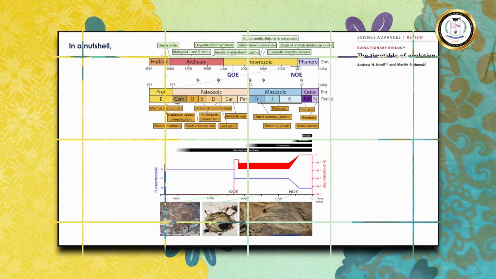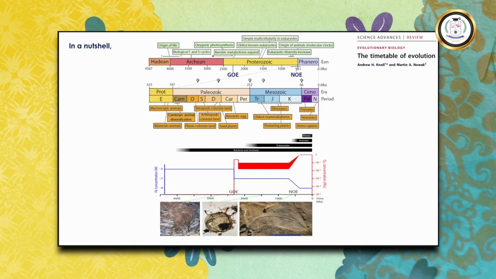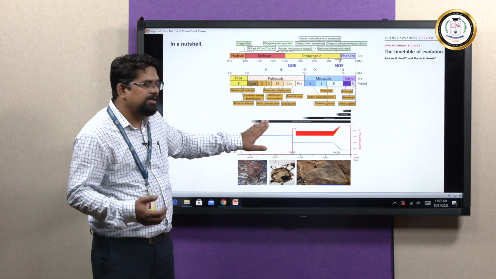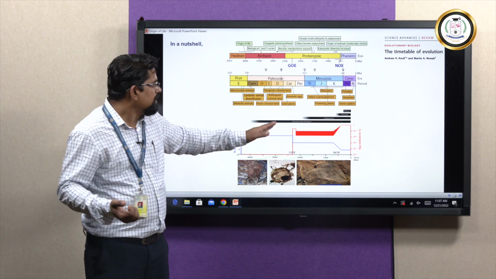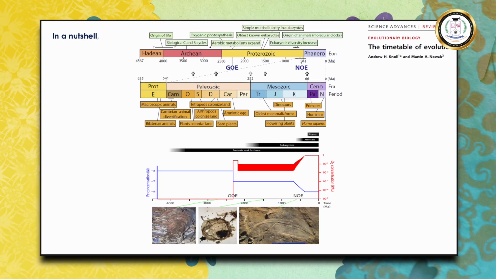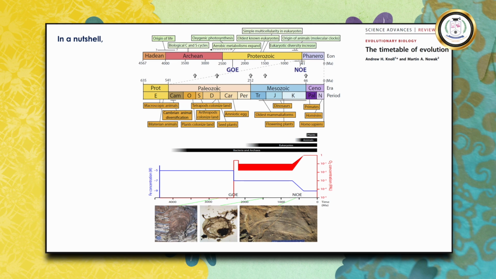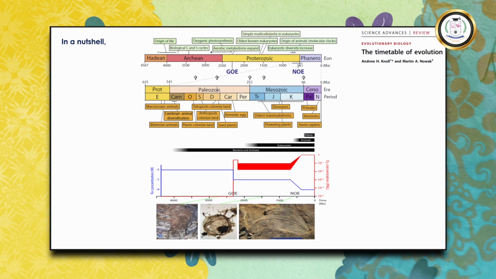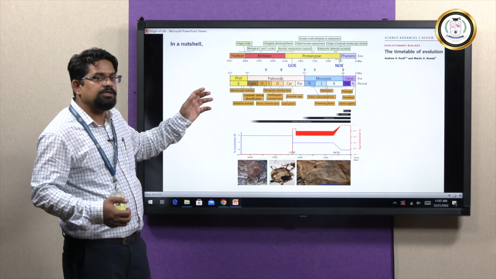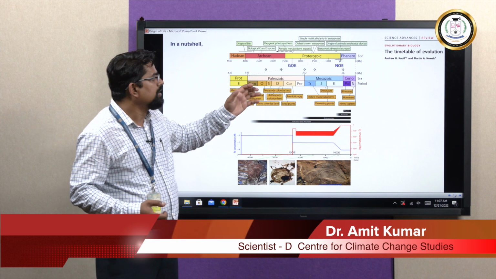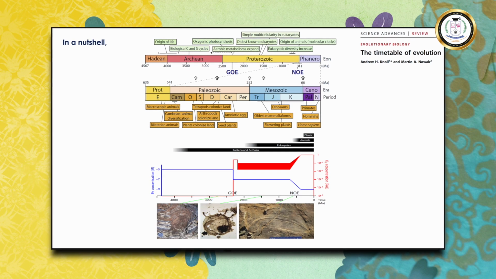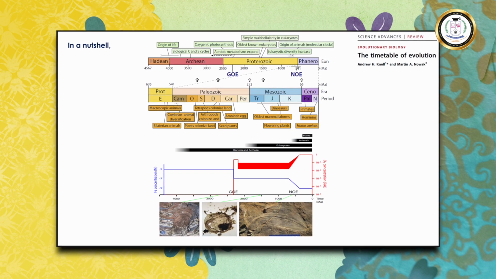So, in a nutshell, if we look at the geological time scale, for a large part the living organisms were bacteria and archaea, which means unicellular life forms. Very recently in comparison, the eukaryotes evolved, and in a very recent geological time scale, the plants and animals evolved on planet Earth. If you are interested in understanding the timetable of evolution better, there is a very nice review article in Science Advances titled the timetable of evolution. I would suggest you read that.